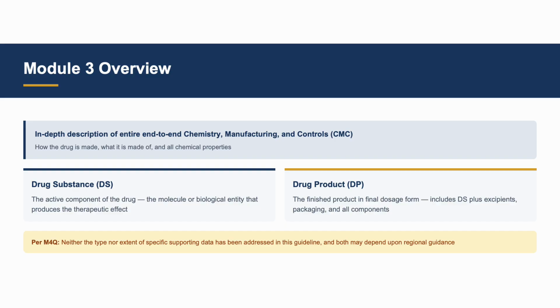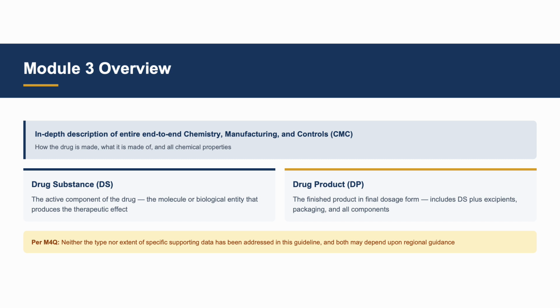Module 3 provides an in-depth description of the entire end-to-end chemistry, manufacturing, and controls process for your pharmaceutical product. Simply stated, it explains how the drug is made, what it is made of, and all that is known about the chemical properties of the drug. Understanding the distinction between drug substance and drug product is fundamental to Module 3 organization.